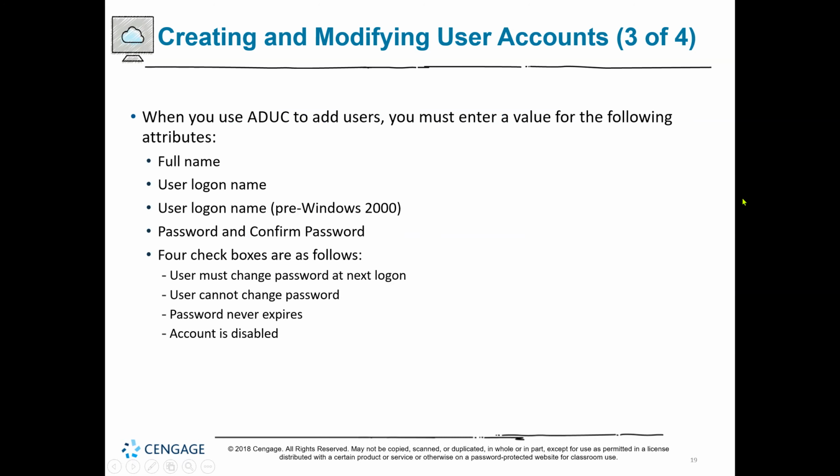All right, when you use ADUC to add users, you must enter a value from the following attributes: full name, user login name, which is the pre-Windows 2000 name, password and confirm password. There's 4 check boxes. User must change password at next logon, which I usually add even when I'm doing scripts, because it's just easier to do a generic first-time password and then force them as soon as they log in to change their password. Then there's also the user can't change password, which is not a good idea.